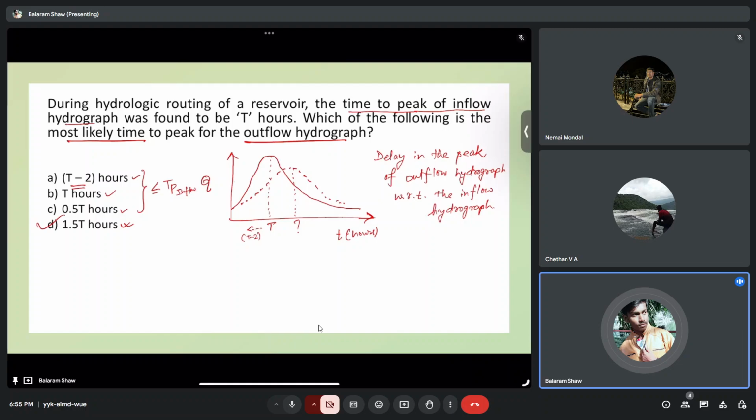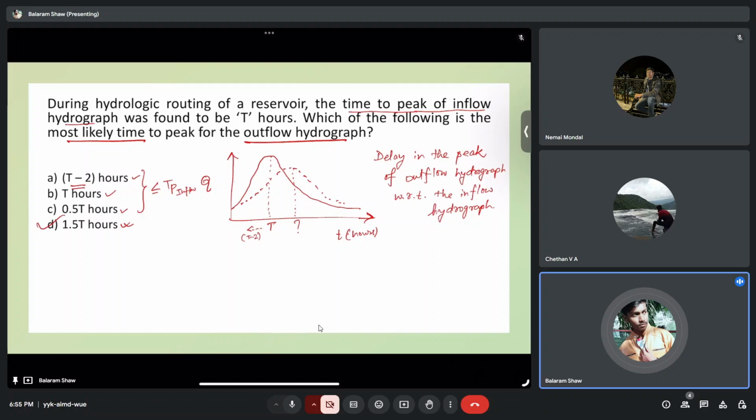The equations and all we have seen in the lectures. So mostly we use the basic hydrologic equations only. So the routing, how do we do it? We substitute the known values in the equation to obtain the result. So I'll write that.